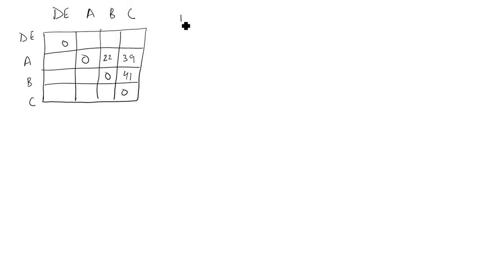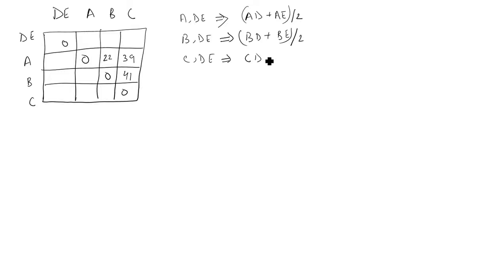So how will we calculate A to DE? It is very simple. We can take AD plus AE divided by 2. Same for B to DE: BD plus BE divided by 2. Same for C to DE: CD plus CE divided by 2.